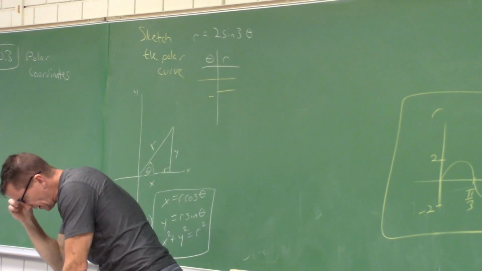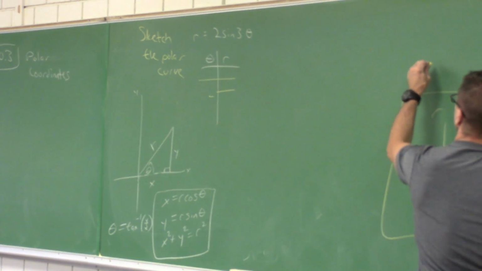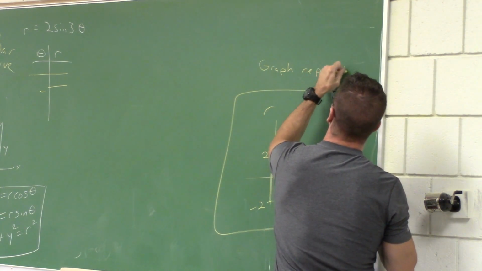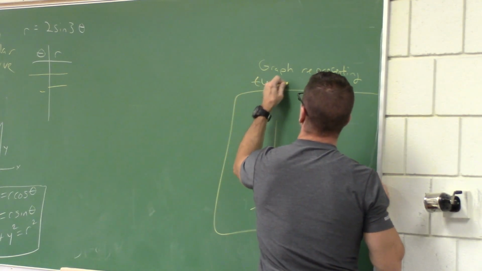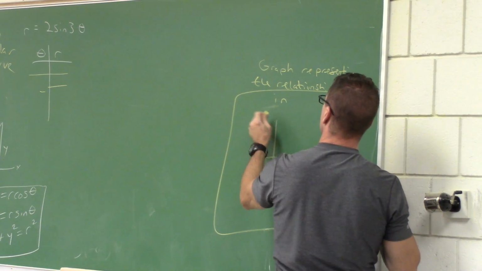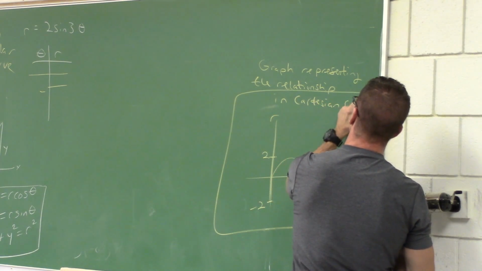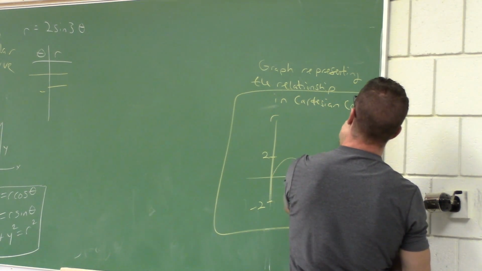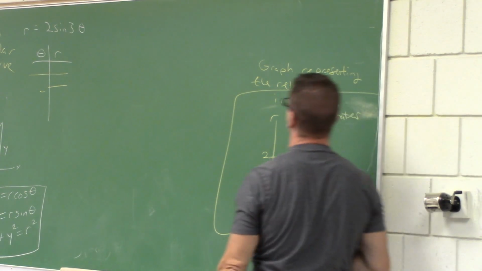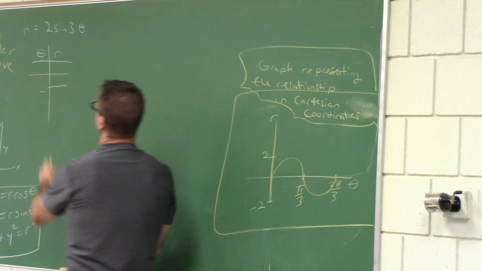Okay? So I do want to point out, what do they call this? This is graphing a relationship in Cartesian coordinates. So I'm going to put that here. This is a graph representing the relationship in Cartesian coordinates.